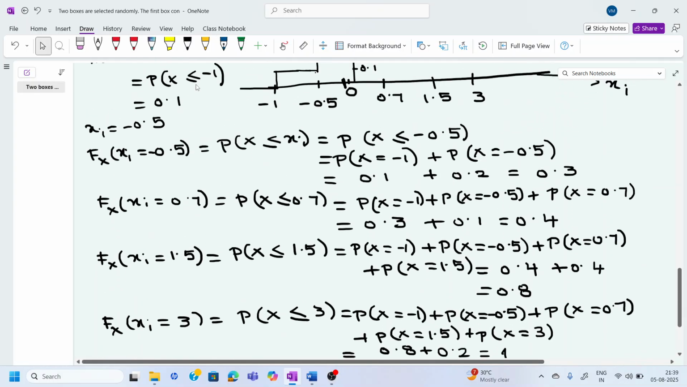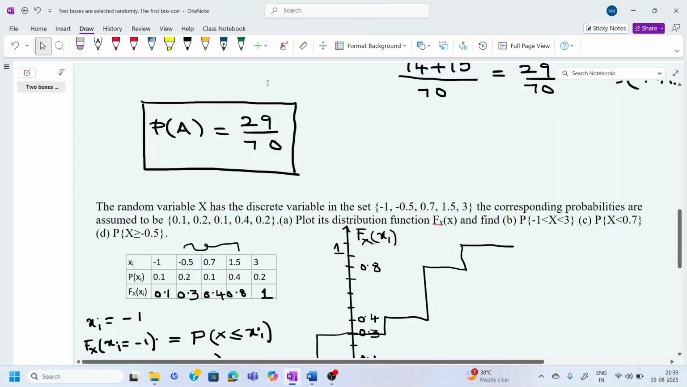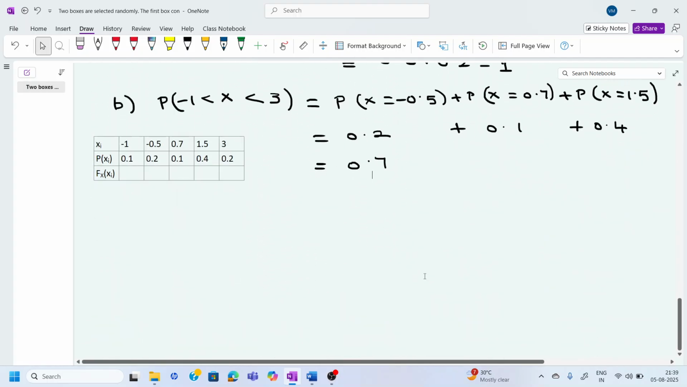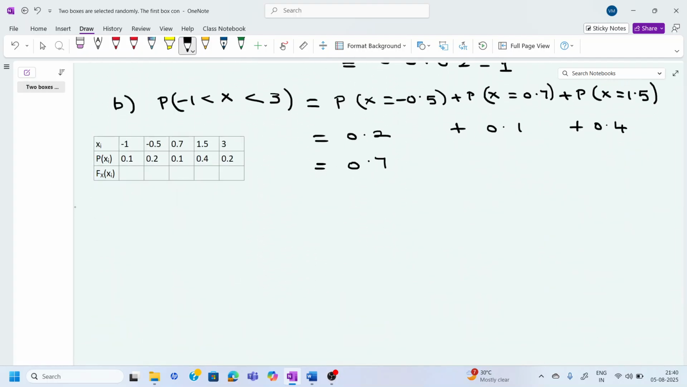Next, C bit. It is given probability of x less than 0.7. So as you can observe, less than 0.7 there are two values. The xi is taking minus 1 and xi is taking minus 0.5. So only two are there.